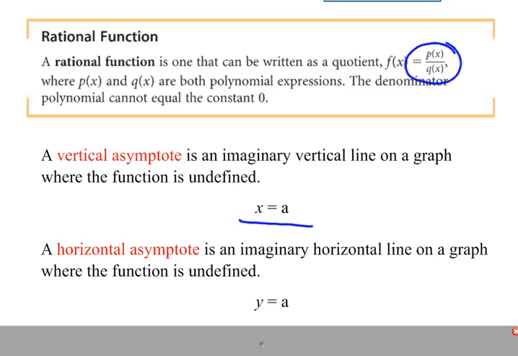And the other term that we have to define is a horizontal asymptote. It is an imaginary horizontal line on a graph where the function is undefined. And a horizontal asymptote will always have the equation y equals a, again where a is a constant.